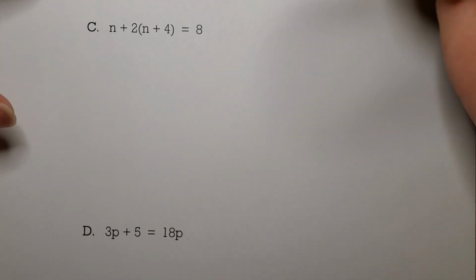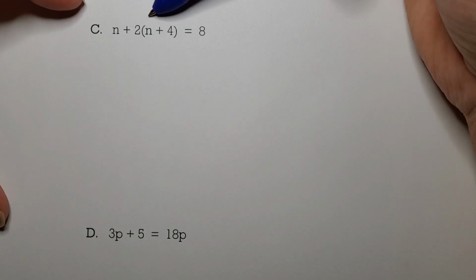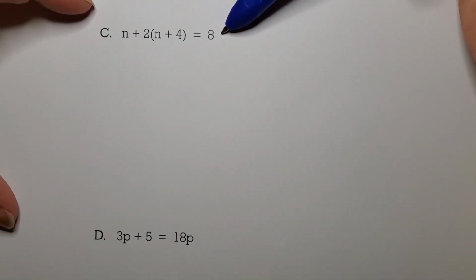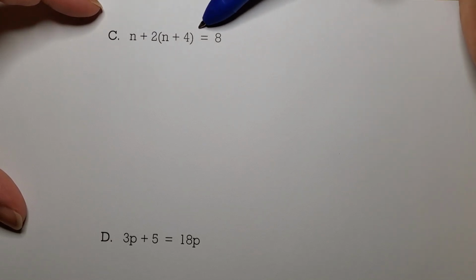All right, for example C, we have n plus 2 times the quantity n plus 4 is equal to 8. This is where step 1 is going to apply. What was step 1? Step 1 said to simplify each side of the equation. So 8 doesn't have anything that we can do to it. But this left-hand side, there's quite a bit of work we can do here.